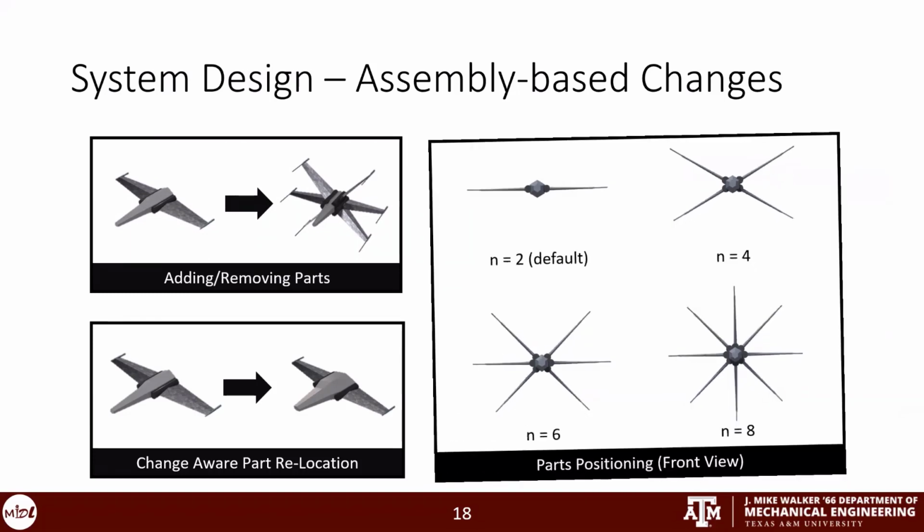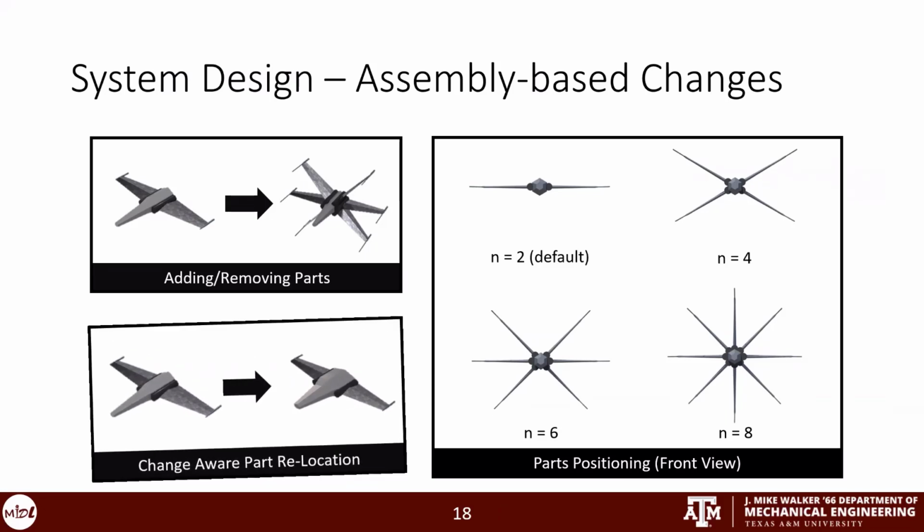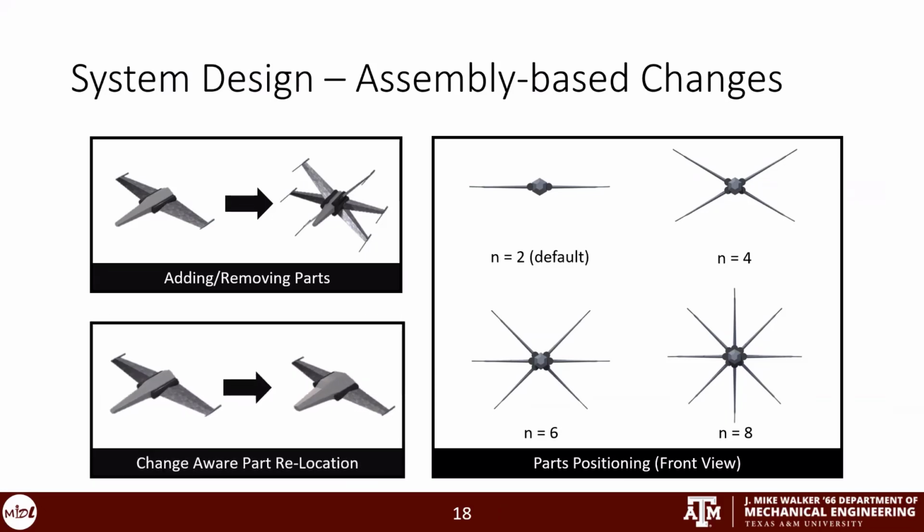One constraint was that wings came in pairs of 2, and that each wing came with its own set of engines and missiles that the users could not individually add or remove. Users also couldn't manually change the location of parts. However, we integrated a change-aware part relocation feature.